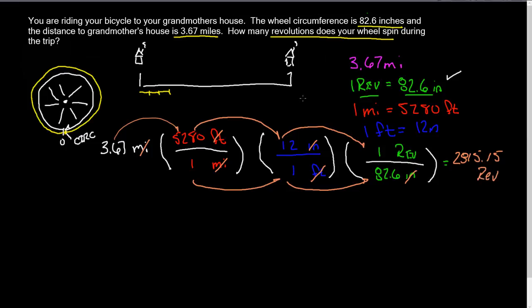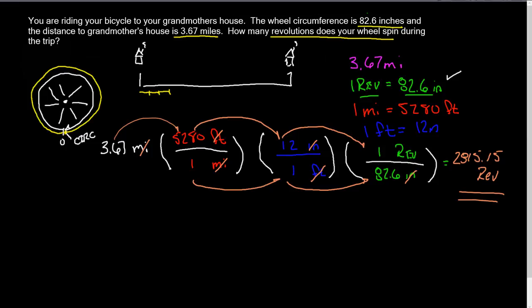So if the question was, how many revolutions does your wheel spin during the trip, and I said to two significant digits, it would be that. If I asked you how many revolutions did it need to turn to get there, I'd have to round up to the next unit. But let's leave it right there for now, 2,815.15. So that's a more complex, multi-step conversion problem that hopefully makes sense.